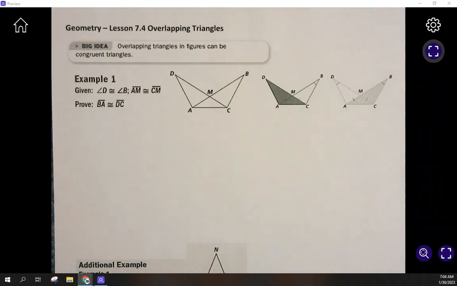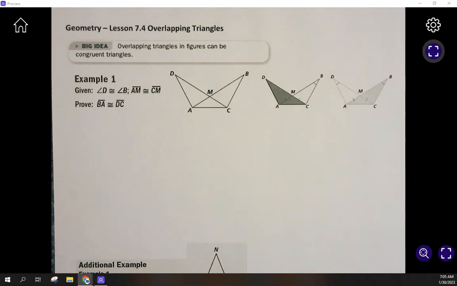This is geometry lesson 7.4, overlapping triangles. So the big idea says overlapping triangles in figures can be congruent triangles. So we're going to continue with our triangle proofs. We're going to prove that these two triangles are congruent.